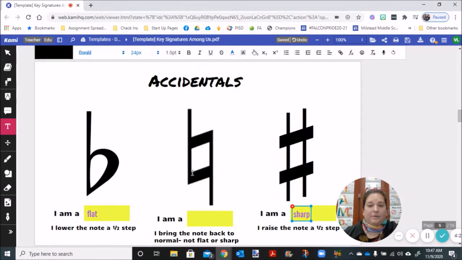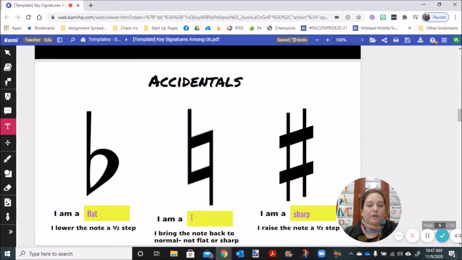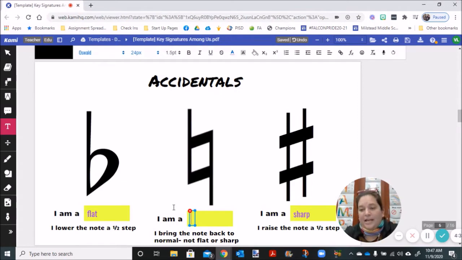But let's talk about this middle symbol first. Now, this middle symbol basically works as a switch hitter. It can either raise or lower a note. But basically, what it does is it cancels out a sharp symbol or a flat symbol that was previously seen in the music.